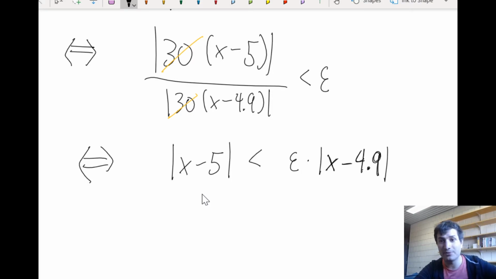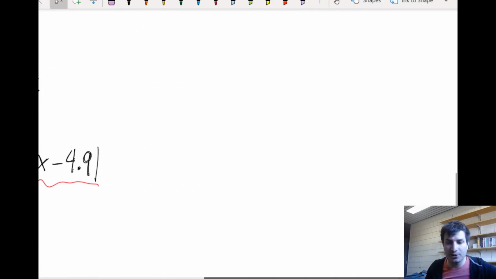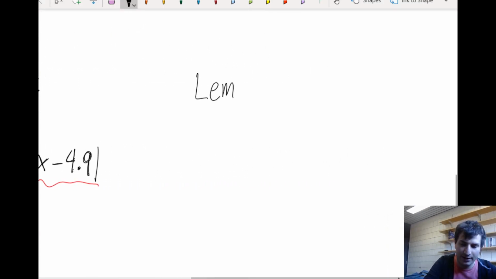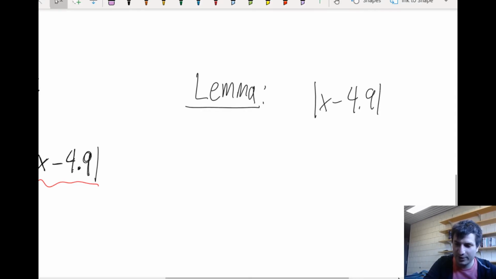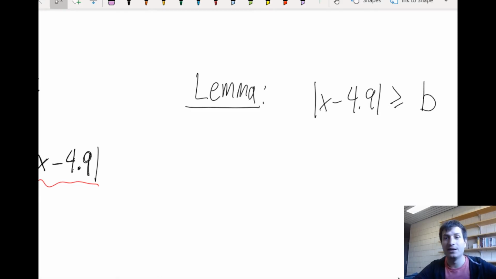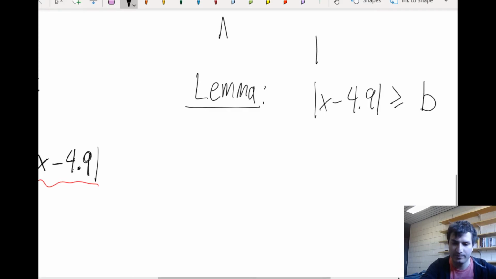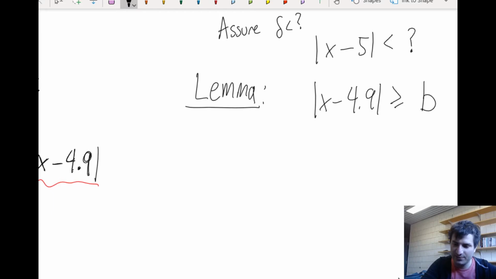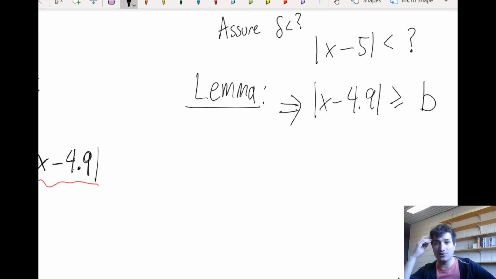Okay, so now we are set up to do a right replacement rule with x minus 4.9. So we're going to bound x minus 4.9. And in the right replacement rule, we want to bound it below. So our lemma is going to look like x minus 4.9 is bigger than something. The something, we'll just call it b for now. And as always, we're going to have to make an assumption. So we're going to assume delta is less than something, less than question mark. And that gives us that x minus 5 is less than question mark. And if x minus 5 is less than question mark, we should be able to get to x minus 4.9 is greater than or equal to b.